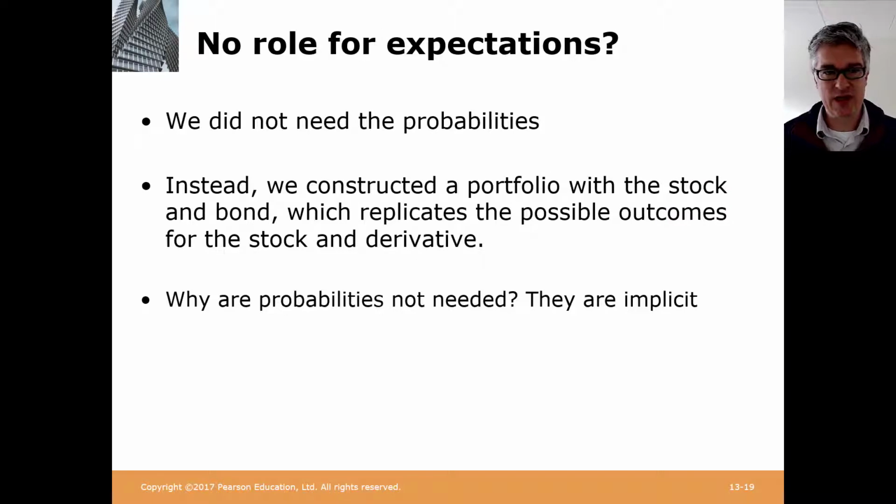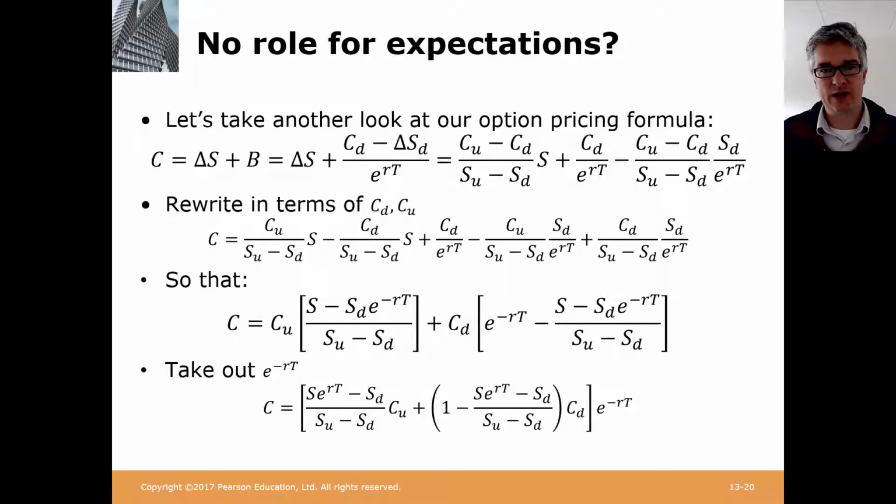And you can also see this in the formulas that we've used so far. So what did we have before? Don't become too afraid of all the stuff that's in here just yet, I'll talk you through it. So we had that the call price was equal to the price of the replicating portfolio, which was equal to delta S plus B, and B was defined as (CD minus delta SD) over e to the power RT. Okay, so far so good.